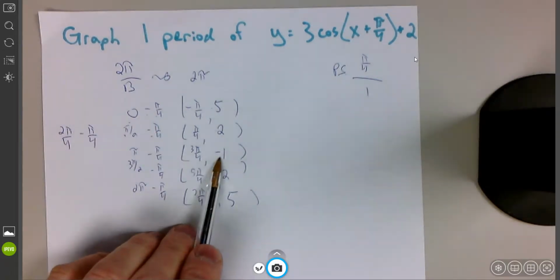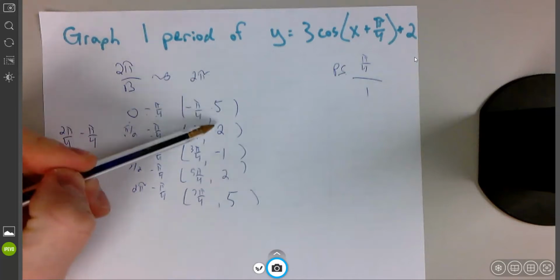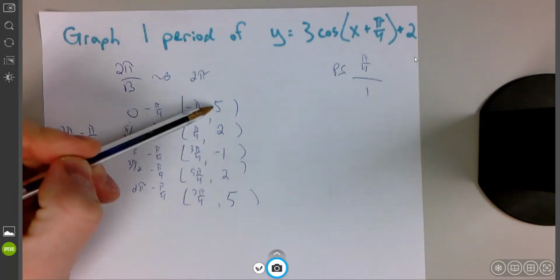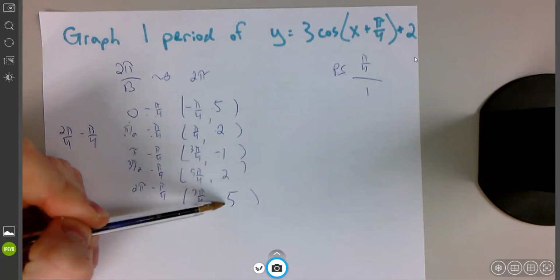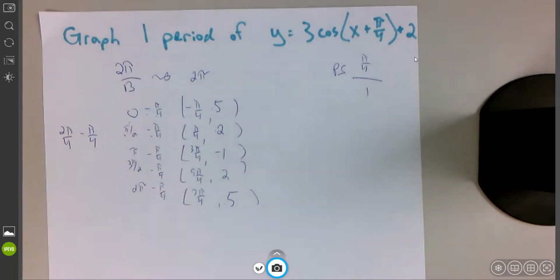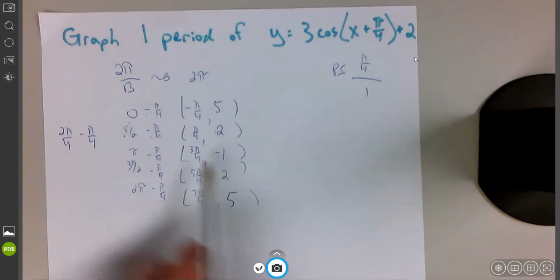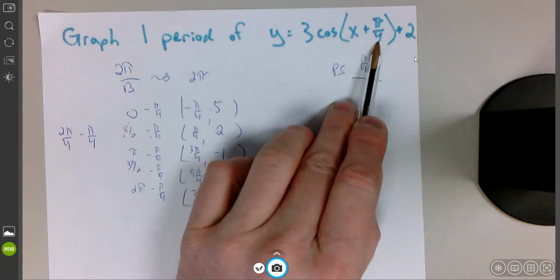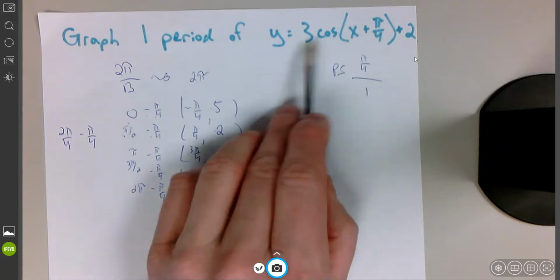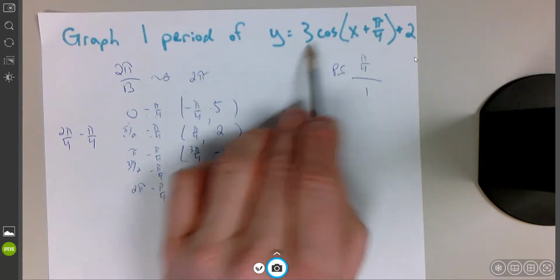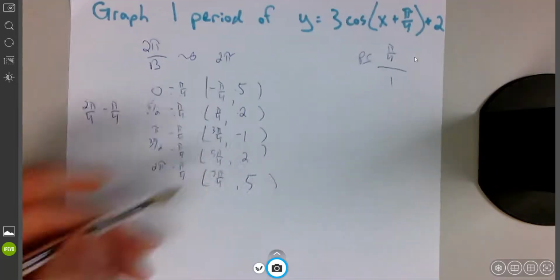We could do this one if we need to, but I saw it dropping by 3. So that's my change each time. I know it's going to drop by 3, drop by 3, increase by 3, increase by 3. Again, if we're not good enough with that yet, we can plug this in. 3 pi over 4 plus pi over 4 is 4 pi over 4. 4 pi over 4 is just pi. The cosine of pi is negative 1. Negative 1 times 3 is negative 3. Negative 3 plus 2, it is negative 1.